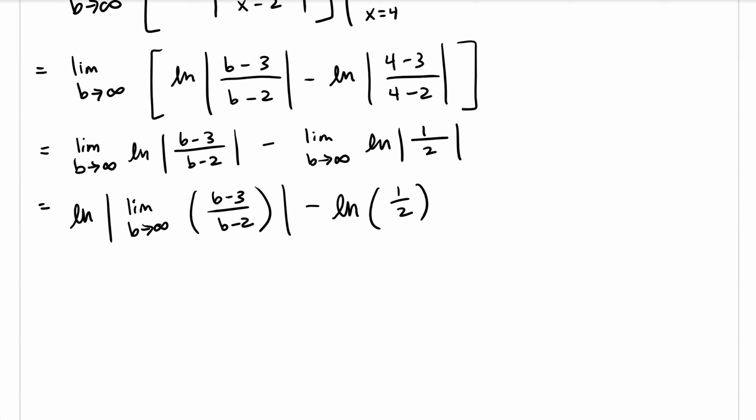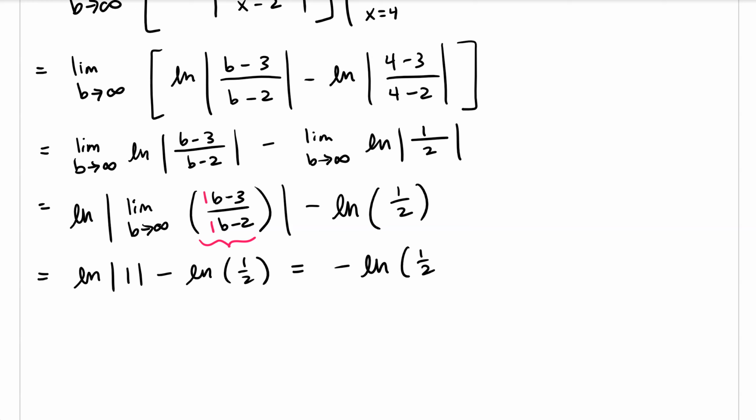1/2 is a positive number, so I'm going to go ahead and drop the absolute value bars. From here, this thing is a rational function where both the degree of the numerator and the denominator are the same, and so the limit is going to equal the ratio of the leading coefficients, which in this case is 1 over 1. So our first limit is going to end up equaling the natural log of the absolute value of 1 minus the natural log of 1/2. And the natural log of 1 is 0, so this ends up being negative natural log of 1/2.